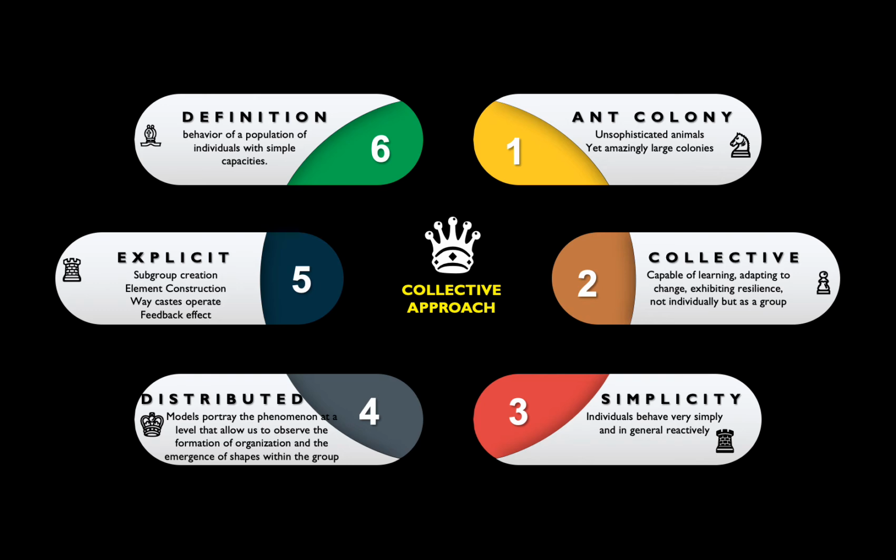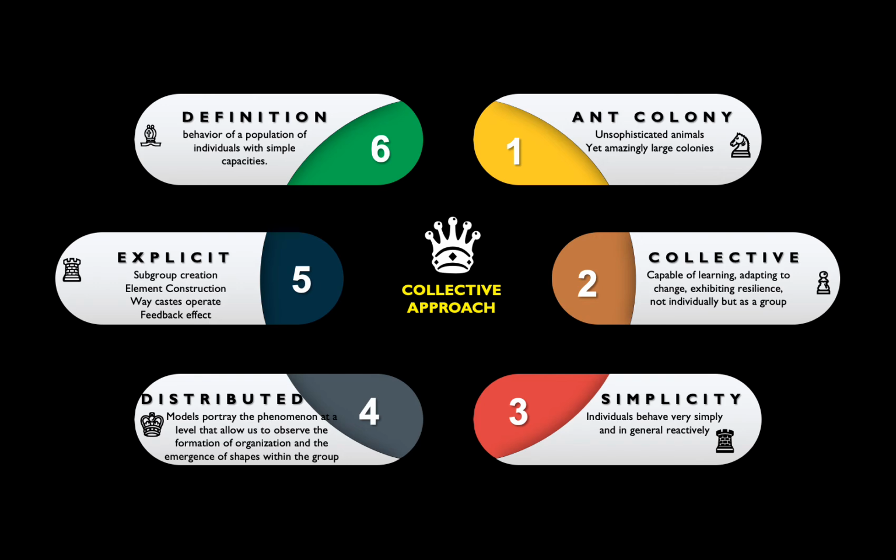Distributed models, for example individual based, agent based, or based on some representation of the interactions, etc., portray the phenomena at a level that allows us to observe the formation of organization and the emergence of shapes within the group. They allow us to model, describe, and study the interaction of individuals with other individuals and with the environment.